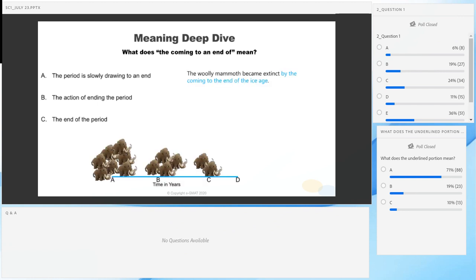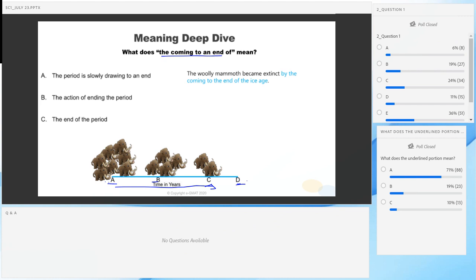If I were to describe it to you through an example, in a picture representation form, this is how I would put it. We have a time period from point A to point D. By this term, the coming to an end, what we are saying is that during period A, there were so many woolly mammoths. Period B, the number started to decline. By C, they declined further. And by the time period D came, they were all gone. So from point A to point D, we have that sense of gradual decline in the number of woolly mammoths. So we would say that the woolly mammoths became extinct by the coming to the end of the ice age.